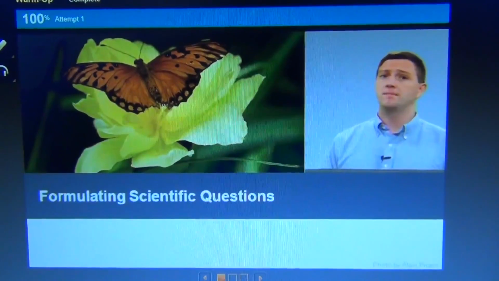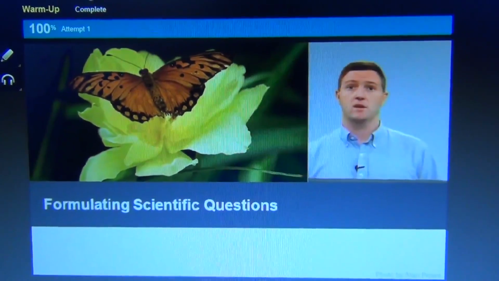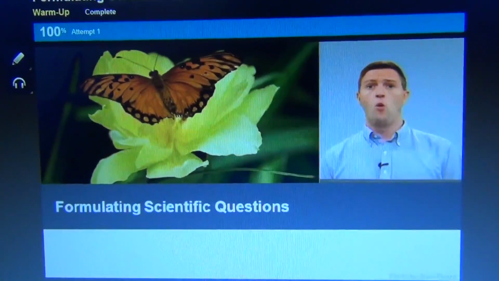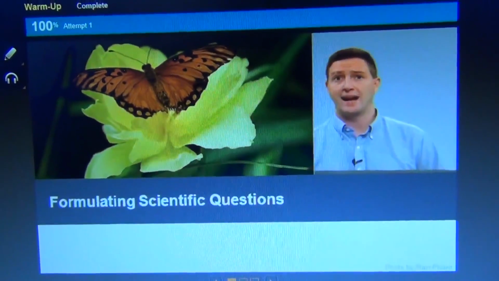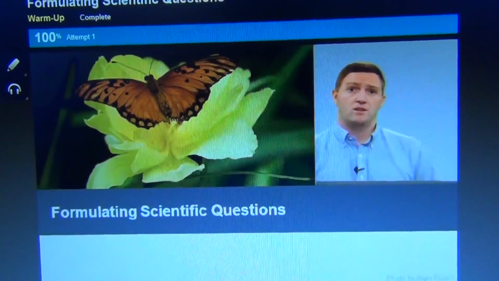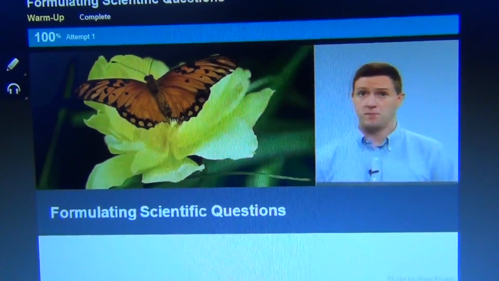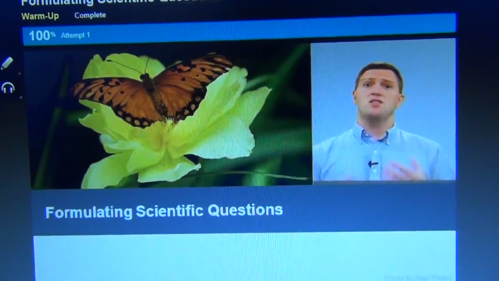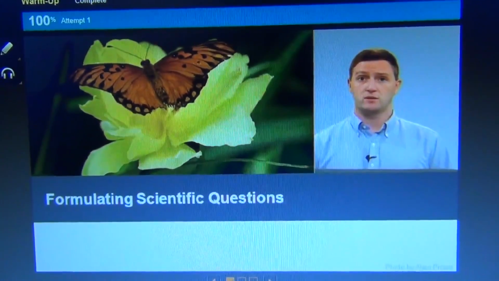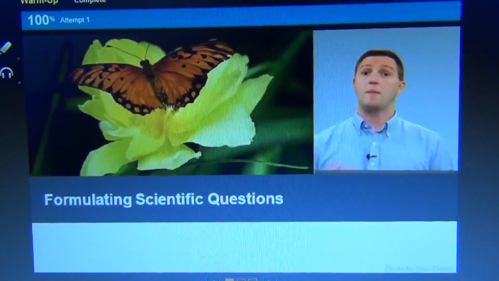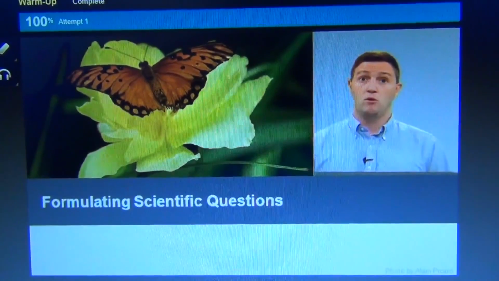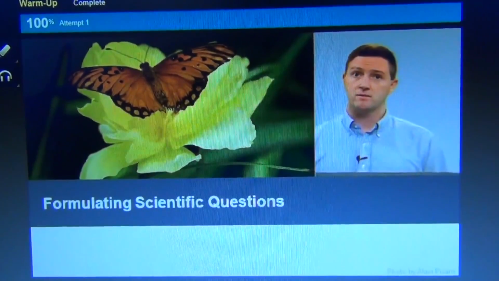Let's take a moment and look at this picture. We have a butterfly on top of the flower. What types of questions could we ask? Do you think this butterfly is a pretty butterfly? Do you think that maybe this flower could be a food source for the butterfly? Or maybe important in the reproduction of the butterfly? Or maybe in the reproduction of the flower?